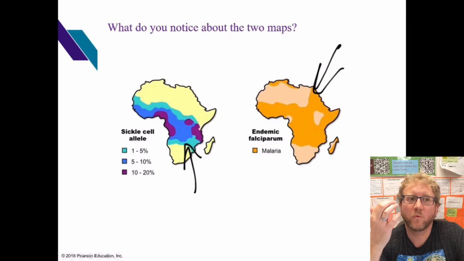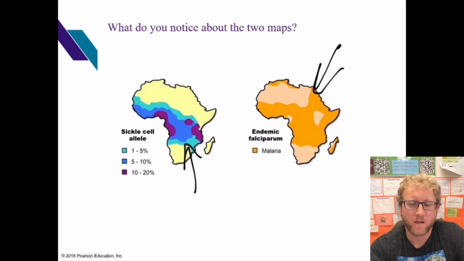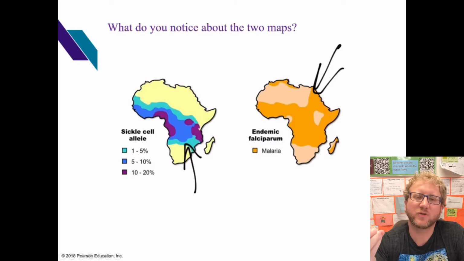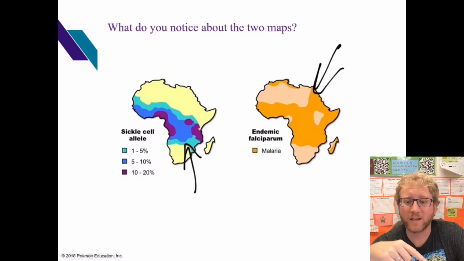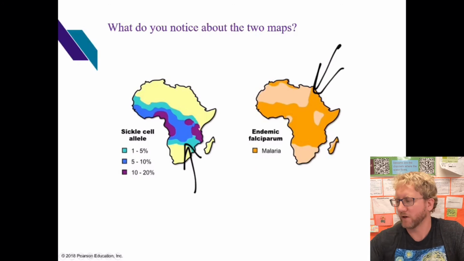This is thought to be why, from an evolutionary perspective, people of African descent are more likely to develop sickle cell anemia than people of other racial backgrounds, because of this distribution and this evolutionary protection against malaria. So, there you go.